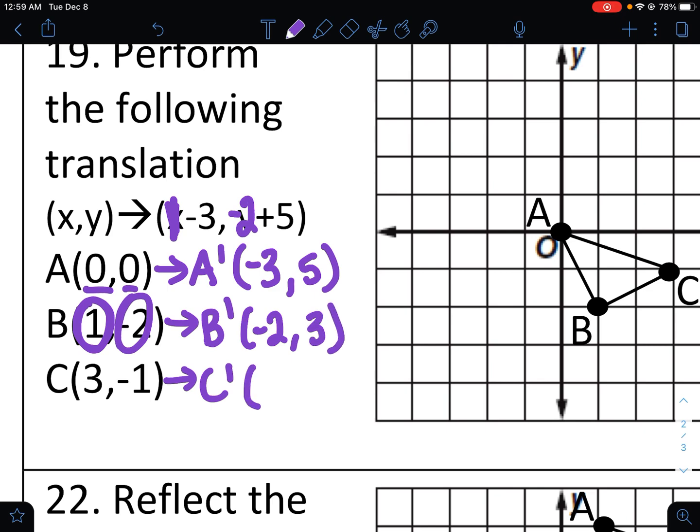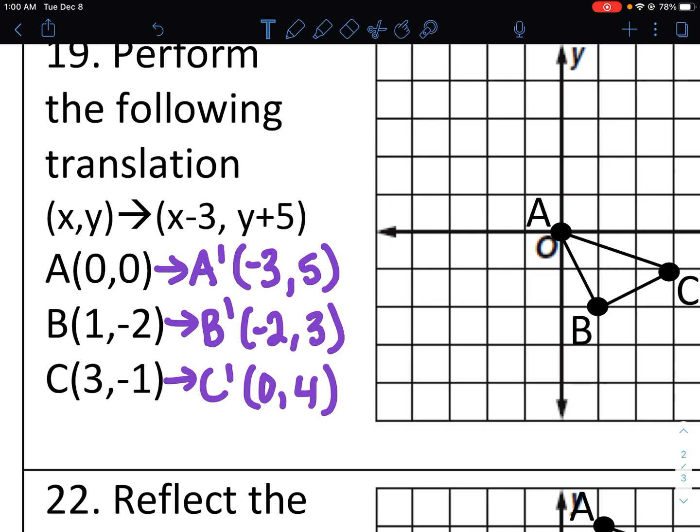And then for C prime, we have 3 for x, so we're going to plug that in here. 3 minus 3 is 0. Then we have -1 for y. We're going to plug that in right here, and that's going to equal 4. So -1 plus 5 is just 4. Okay, so that's how you can use the rule for translations. You don't have to scoot it over by counting, but you can if you want to.